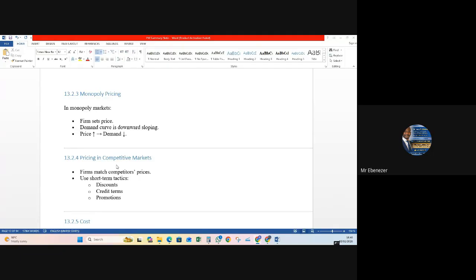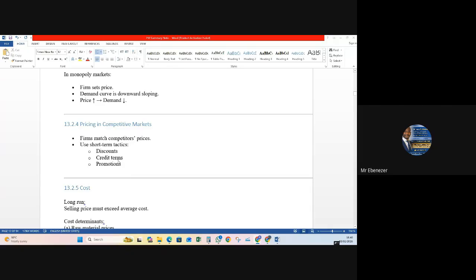But that's that. Now, we have pricing in competitive markets. Firms match competitors' prices, of course. In a competitive market where you have competitors, firms would always want to match the price of their competitors. And then, of course, they use short-term tactics like they give out discounts, they give out credit terms, sell on credit, and they do promotions, right? Adverts, Black Friday, buy one get one free, all those things. So that's a short-term tactic.